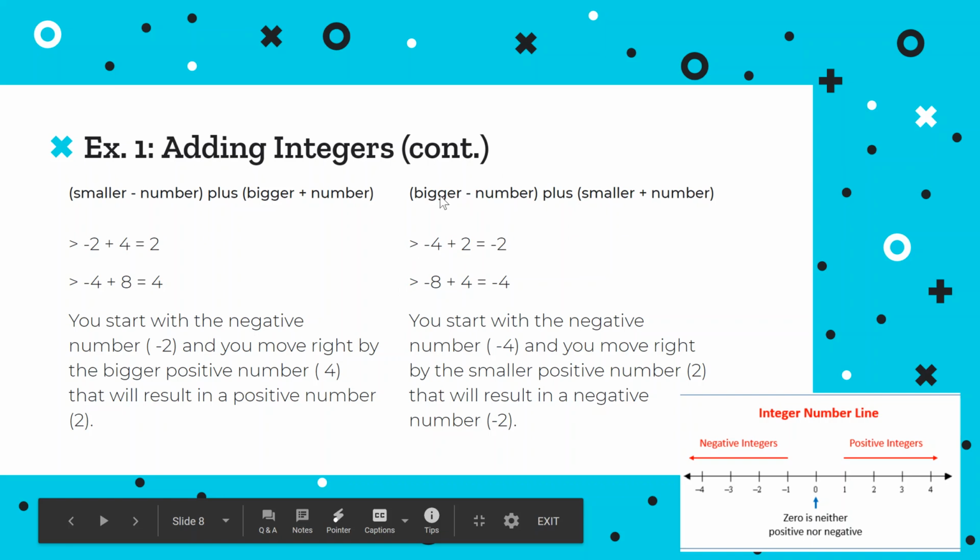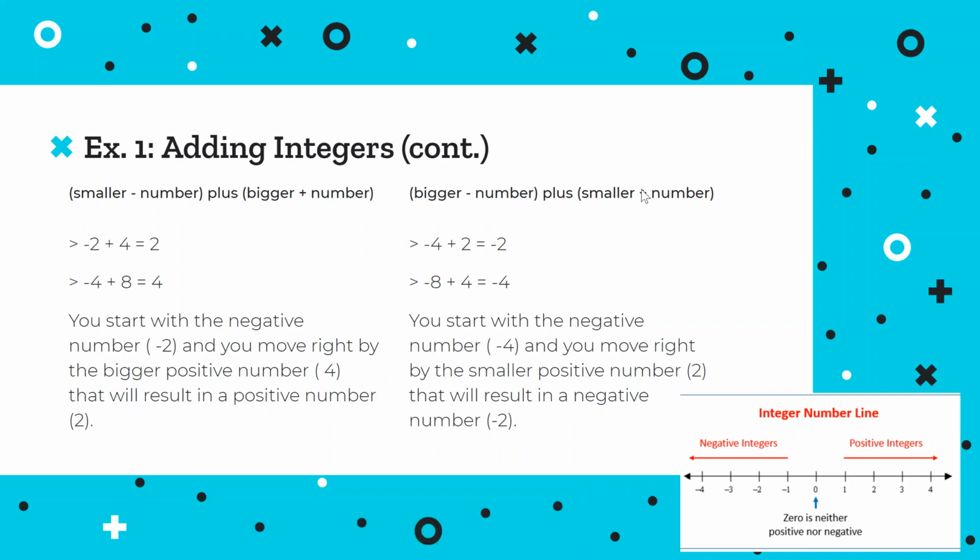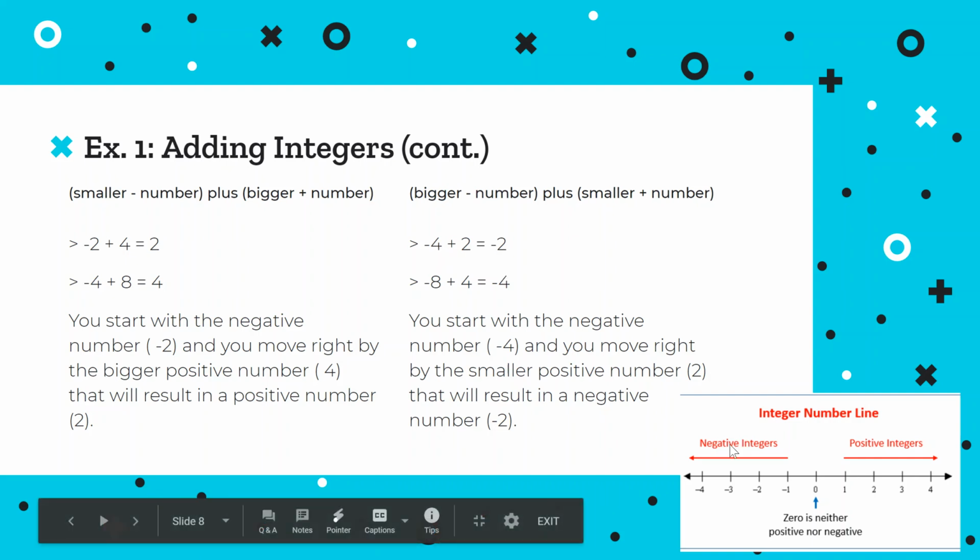All right, so here we have a bigger negative number plus a smaller positive number. We start with a -4, which is a bigger negative number, plus a smaller positive number. So the 2 is smaller than the 4, and so that's why we're using this example. So we start at -4. We add 2. So basically, we're moving to the right.